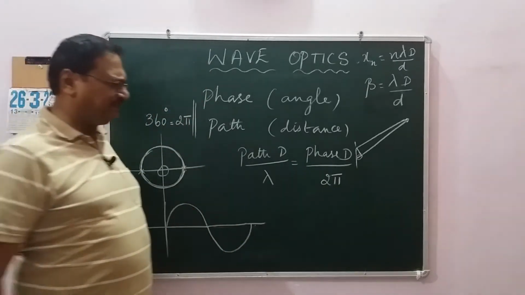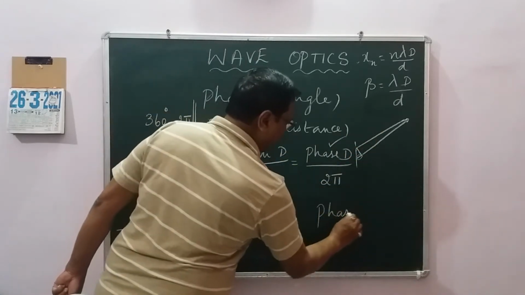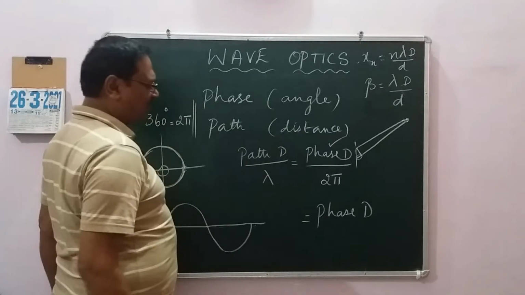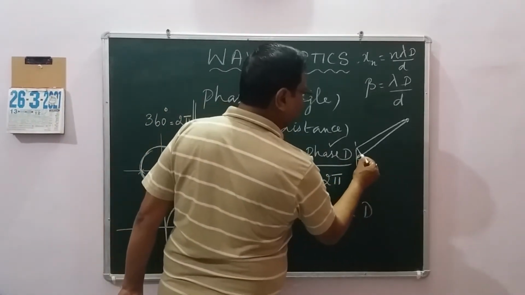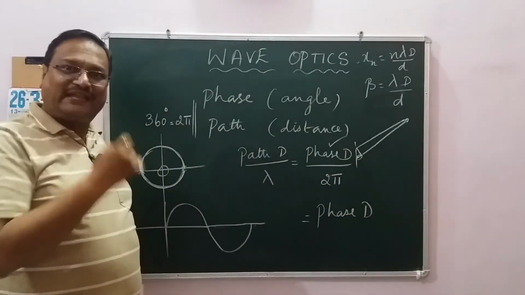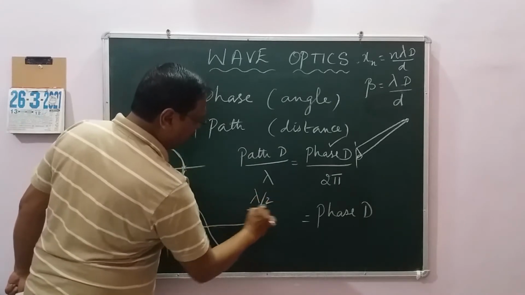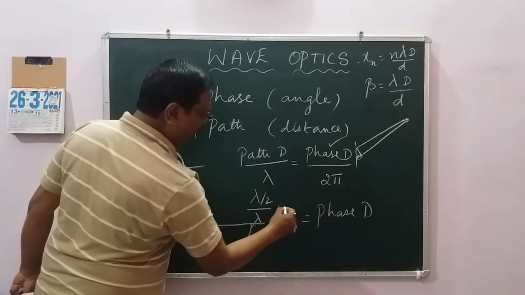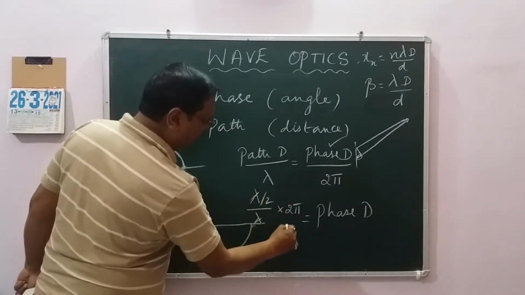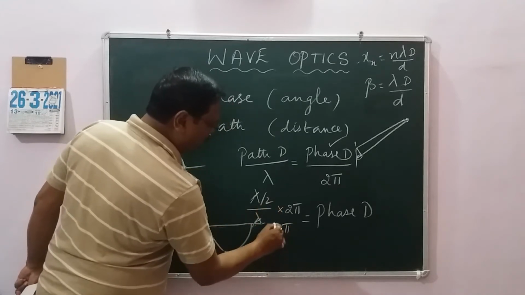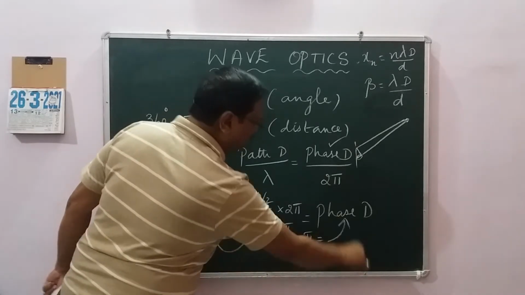A simple example, let me say. You want to calculate the phase difference. Let us keep here: phase difference is equal to, if the path difference is lambda by 2, so path difference lambda by 2, divided by lambda, into the 2 pi that comes over here. So lambda goes, and you will find 2 pi divided by 2, which is 2 goes, that is equal to pi. So pi is equal to the phase difference.